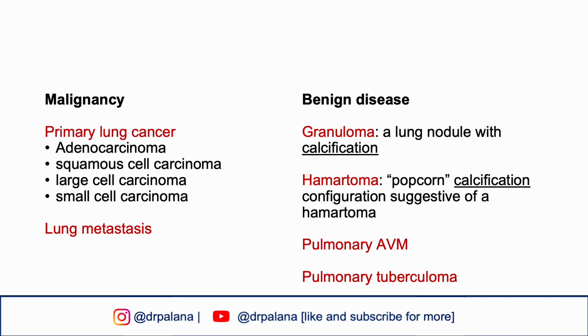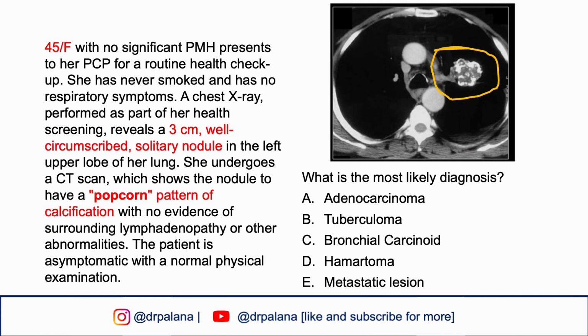and pulmonary tuberculoma. A 45-year-old female with no significant past medical history presents to her PCP for a routine health checkup. She has never smoked and has no respiratory symptoms. A chest x-ray performed as part of her health screening reveals a 3-centimeter, well-circumscribed solitary nodule in the left upper lobe of the lungs. She undergoes a CT scan, which shows the nodule to have a popcorn pattern of calcification, with no evidence of surrounding lymphadenopathy or other abnormalities. The patient is asymptomatic with a normal physical examination. What is the most likely diagnosis? Adenocarcinoma, tuberculoma, bronchial carcinoid, hamartoma, or metastatic lesion?